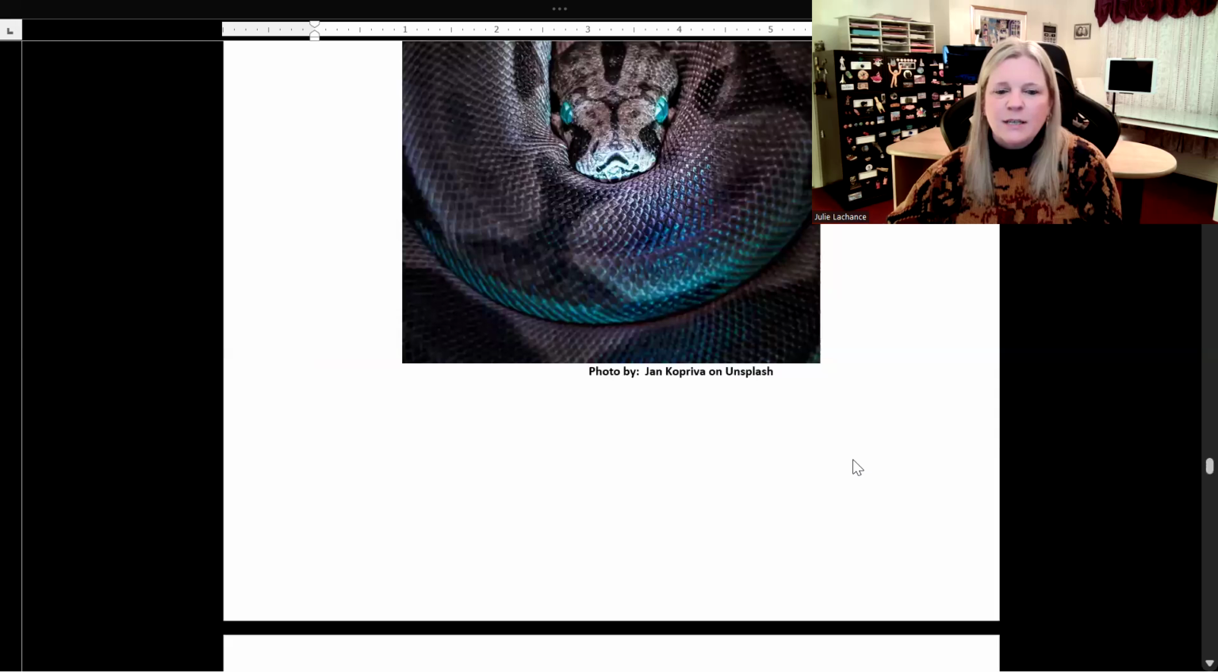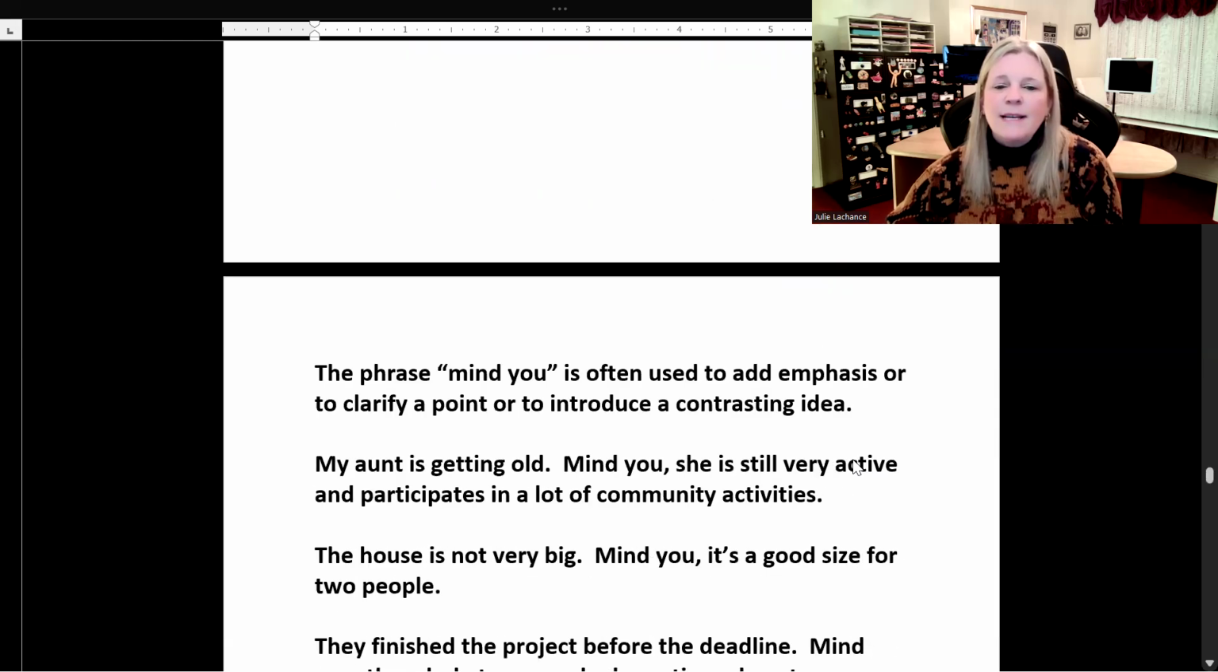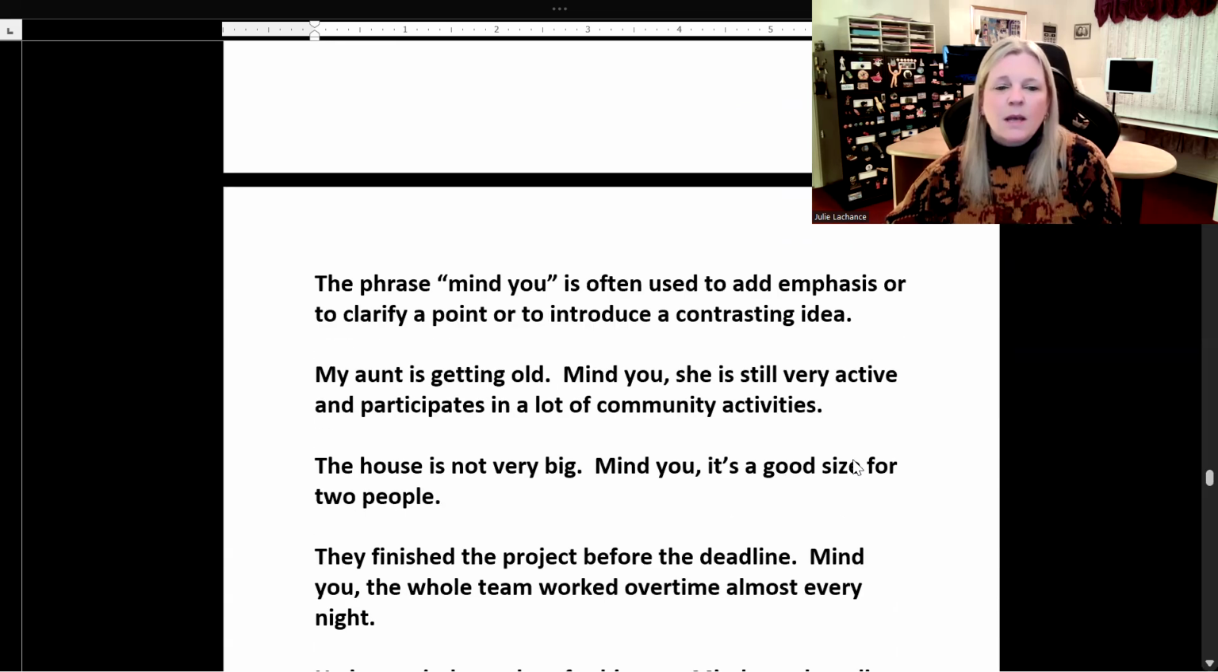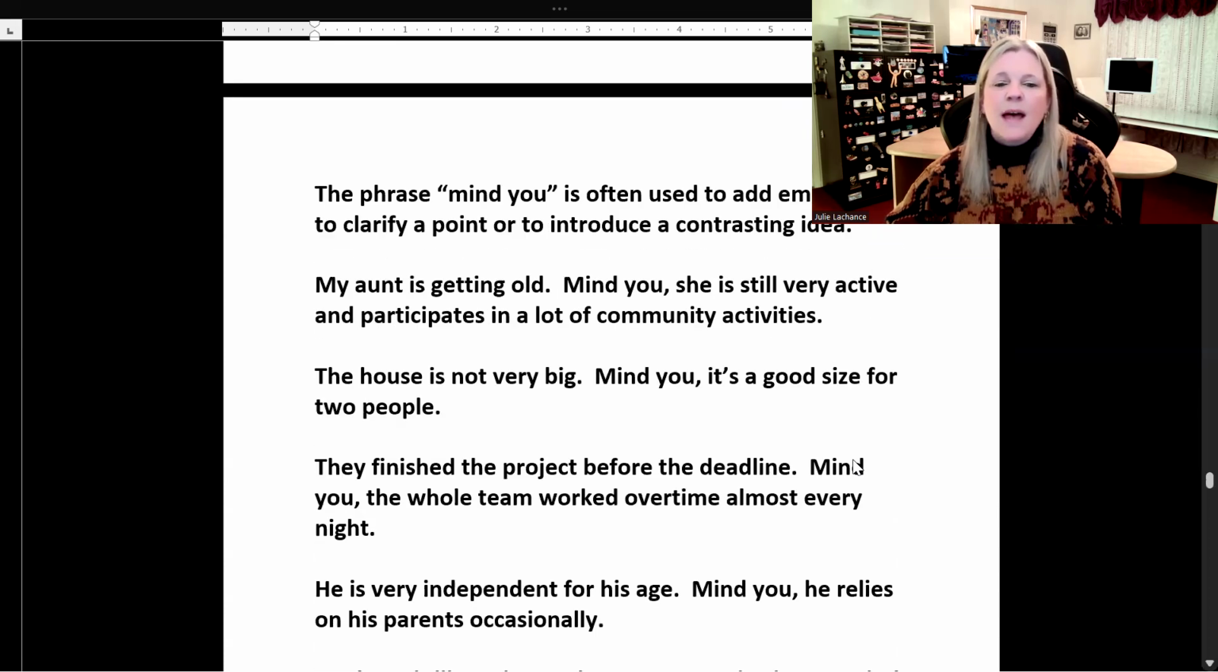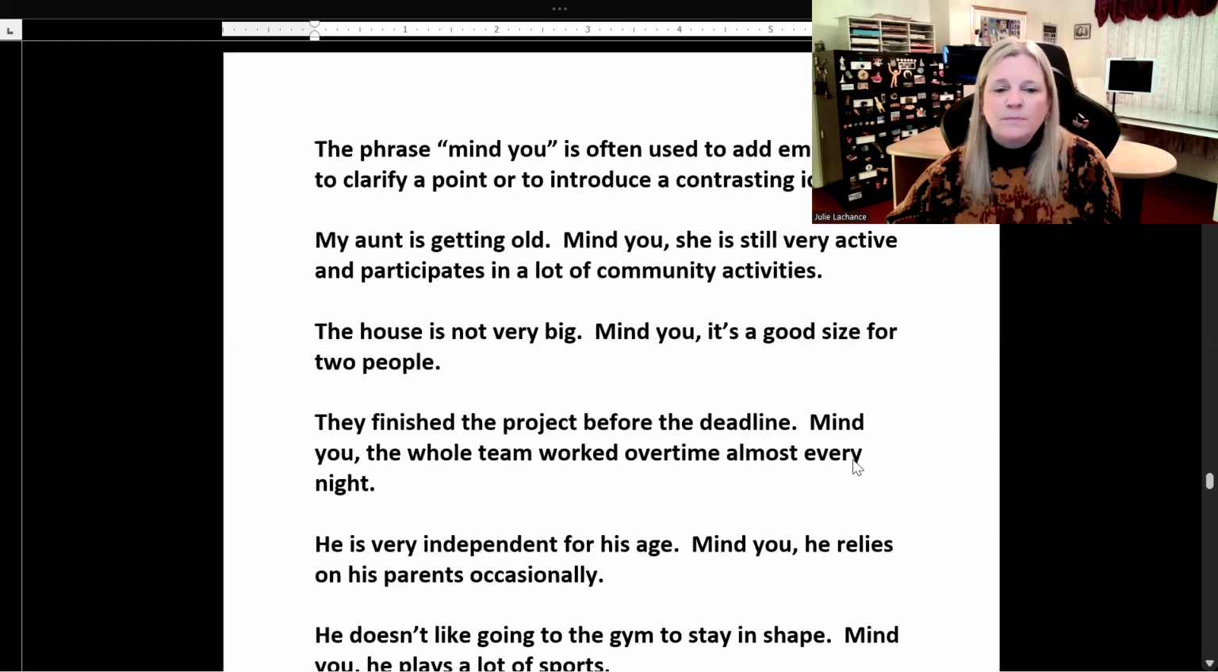No thanks. The phrase mind you is often used to add emphasis or to clarify a point or to introduce a contrasting idea. My aunt is getting old. Mind you, she is still very active and participates in a lot of community activities. The house is not very big. Mind you, it's a good size for 2 people.